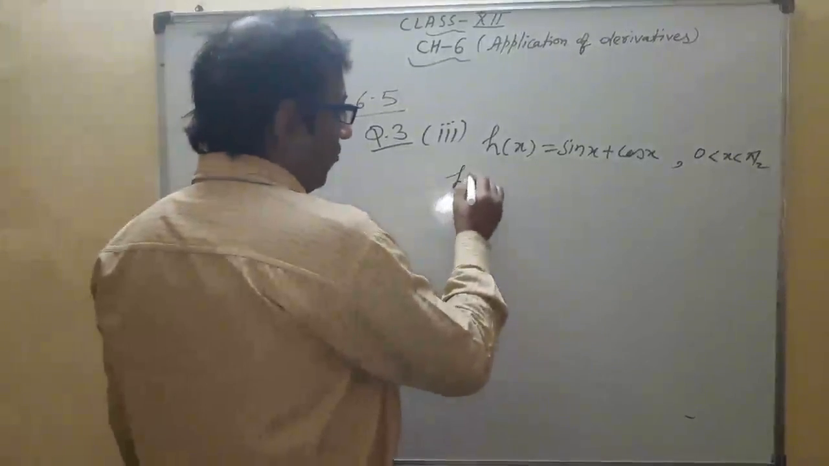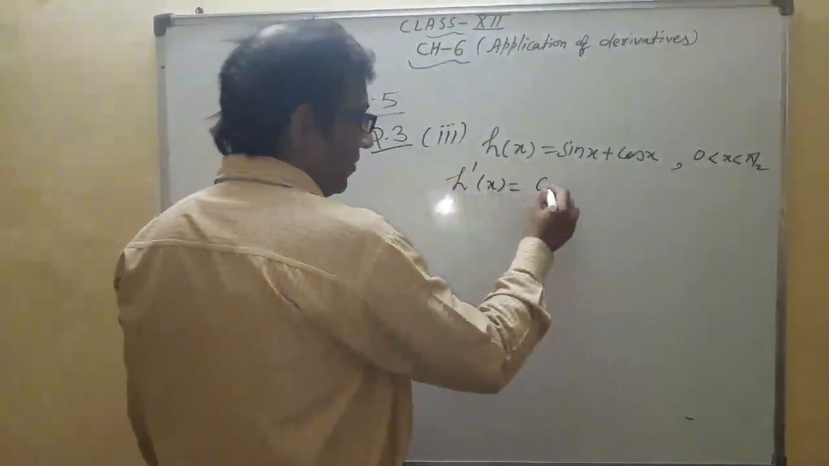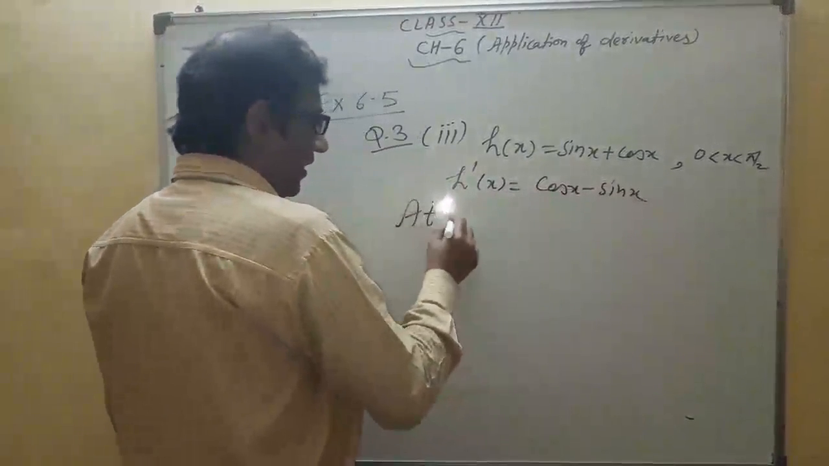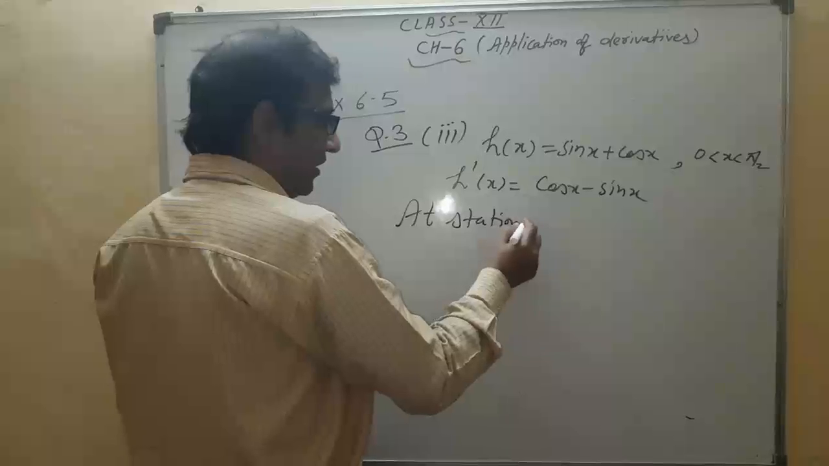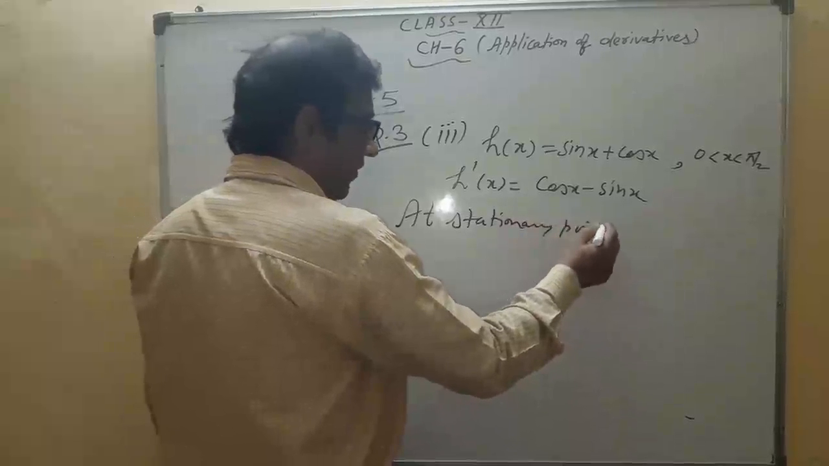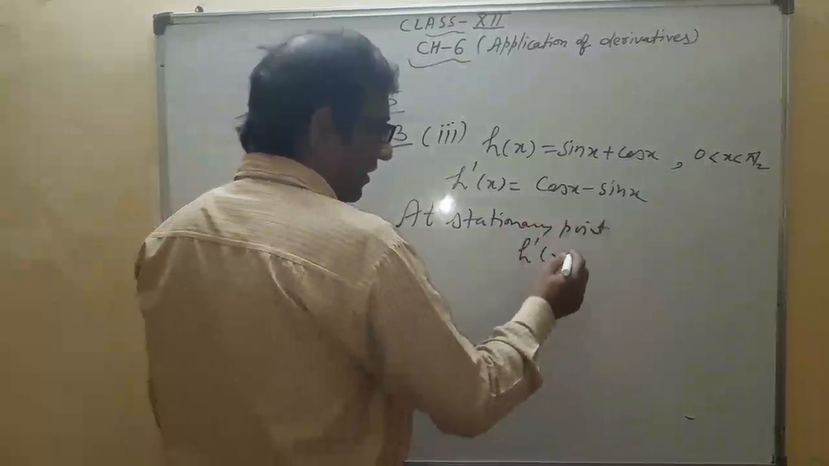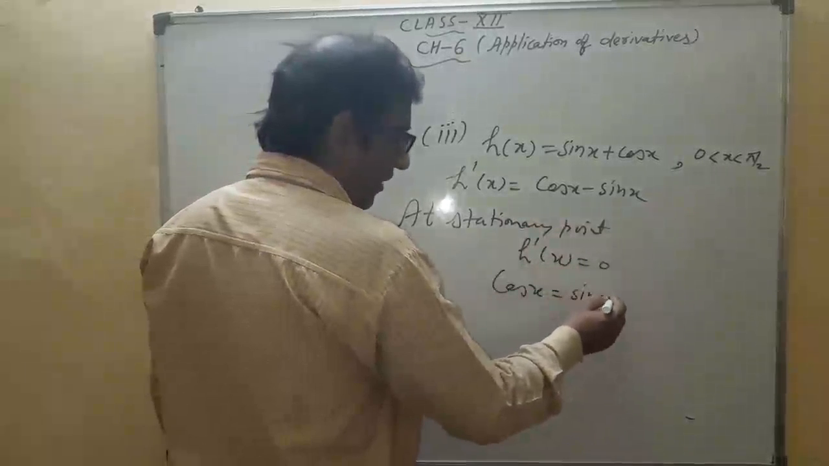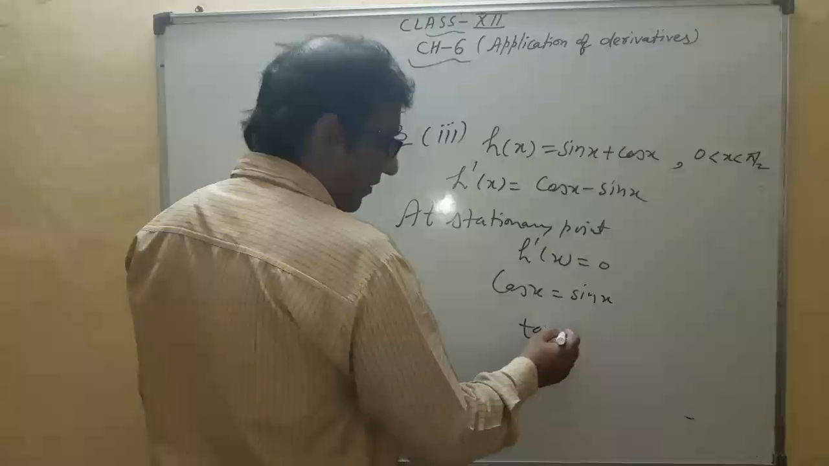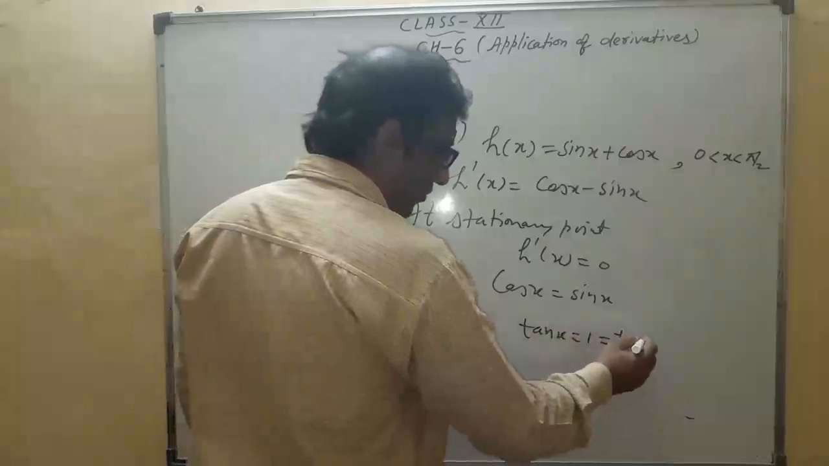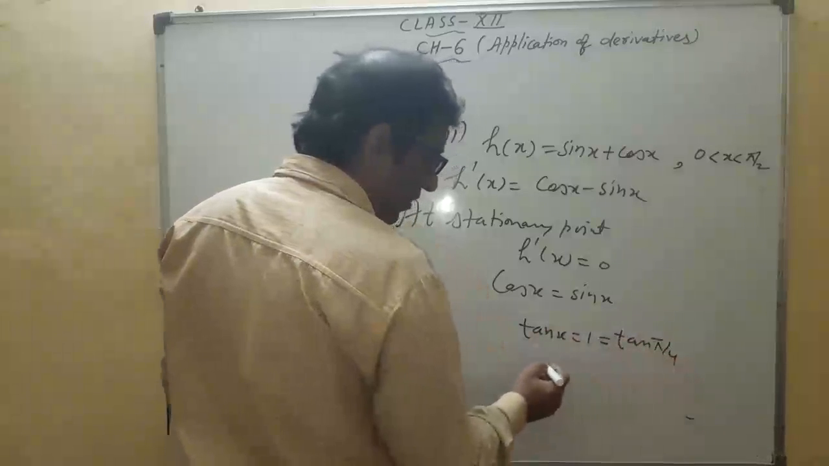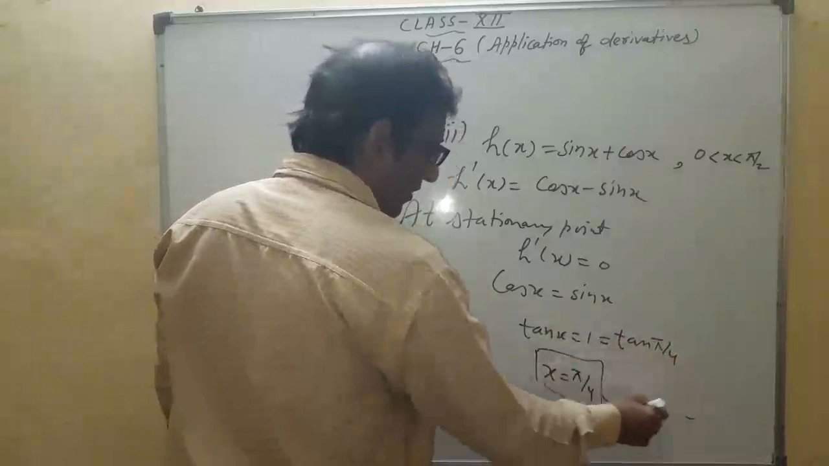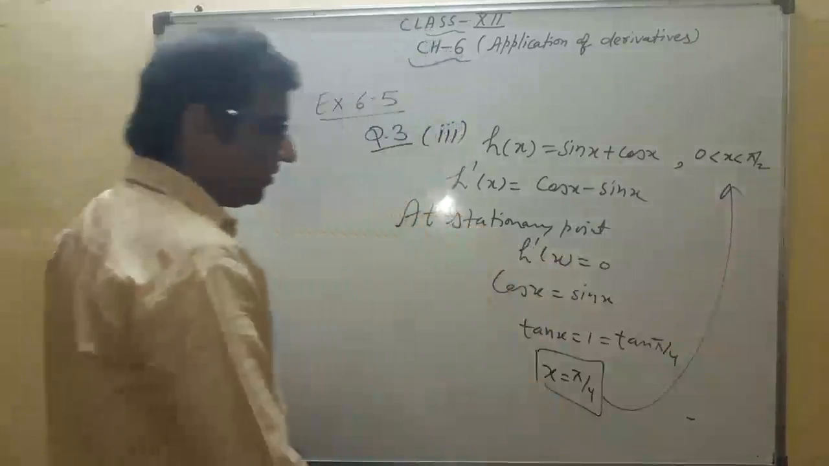What is given in this question? We have to find the local maximum and local minimum values, if any, of the following functions. So again we will go through the function first. Again the same pattern. At the stationary point we can say f dash x equals 0, so that we will get cos x equals sin x, and it becomes tan x equals 1, which equals tan pi by 4, or x equals pi by 4. x equals pi by 4 lies in this interval.